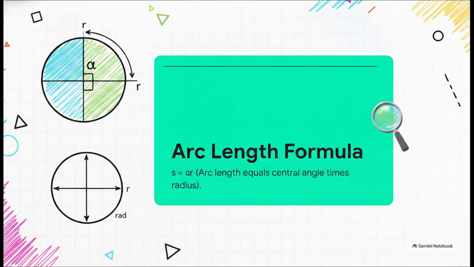Section 4. Finding arc length. Let's check out the arc length formula. S equals alpha times r. Mapping this out, S stands for the arc length, alpha is the central angle, and r is the radius. So in plain English, your arc length equals the central angle multiplied by the radius.